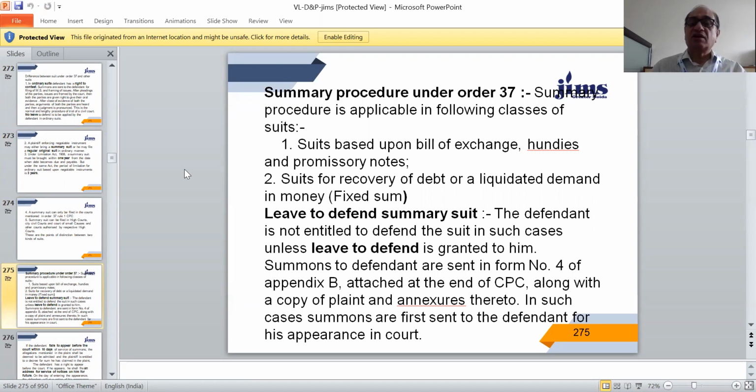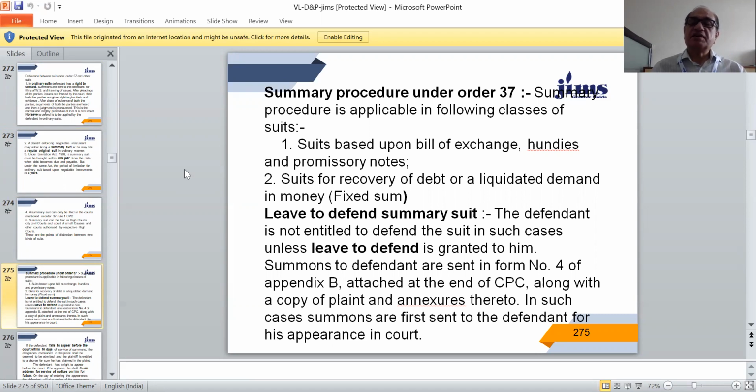This means that all cases based on dishonor of cheque and then consequent recovery of money, based on promissory notes, can be filed under Order 37 in a summary way. And the second category is suits for recovery of a debt or a liquidated demand of money in a fixed sum. These two categories of cases are allowed to be filed under Order 37.